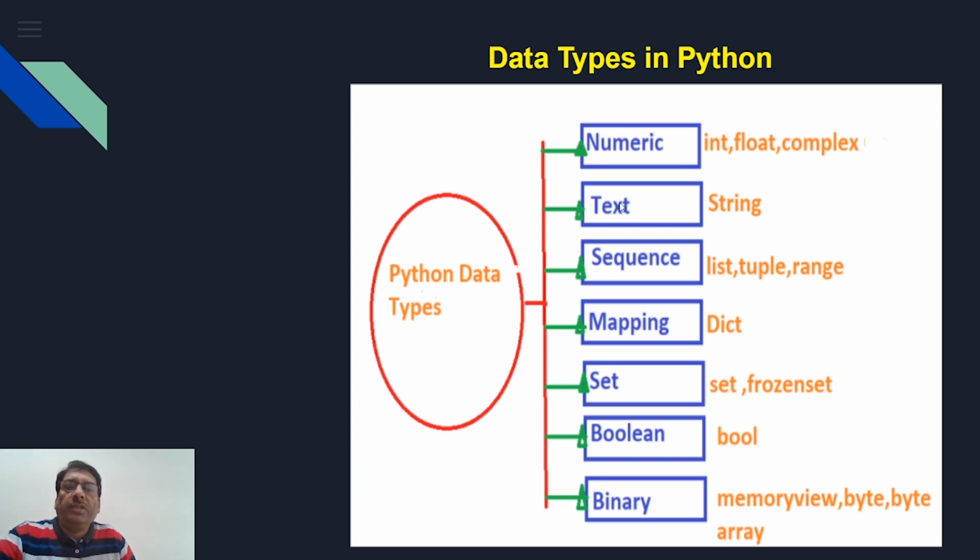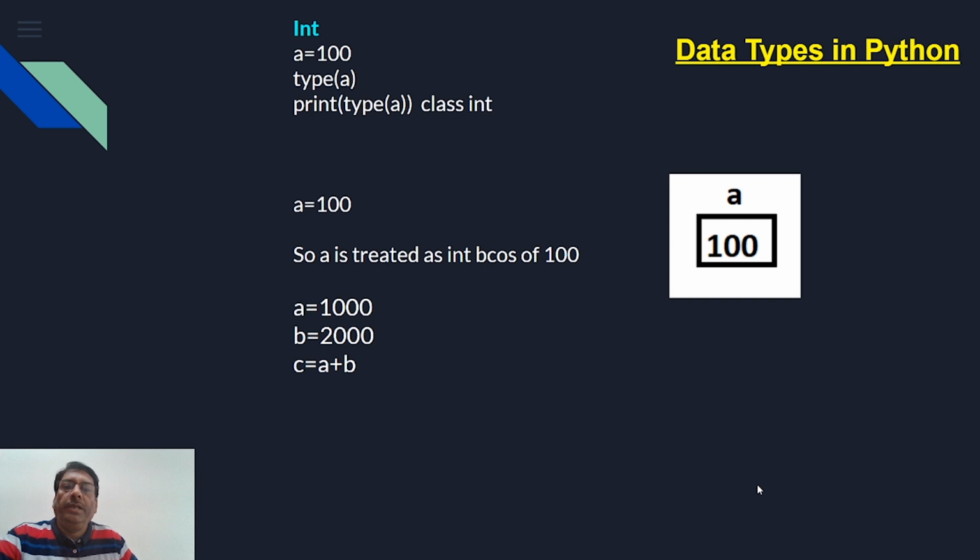Then we have text data type, in which you have string data type, wherein we are going to work with a group of characters. Coming to sequence, we have list, tuple, and then range. Coming to mapping, we have dictionary. Coming to set, we have set and frozen set. We have Boolean, in which you have bool, and coming to binary, you have memoryview, bytes, and bytearray data type. So let's get into detail about these data types.